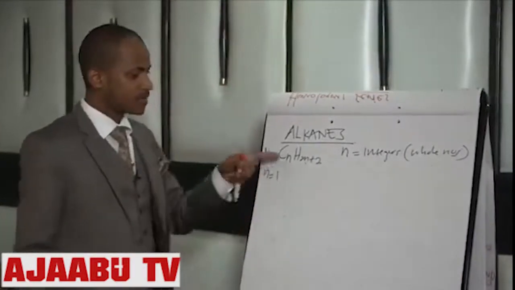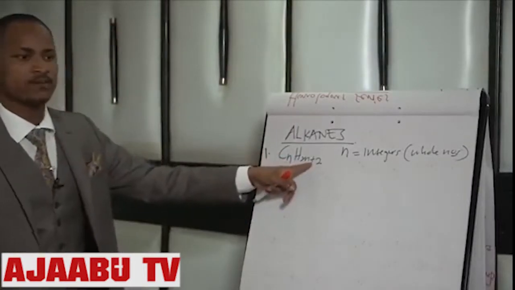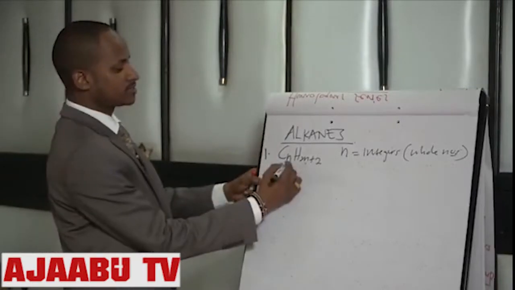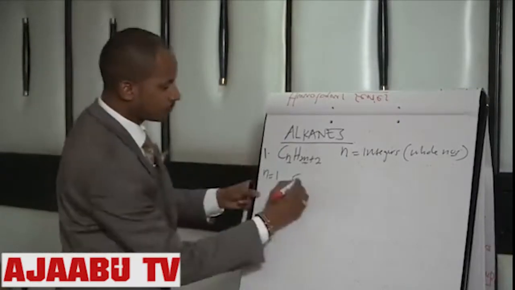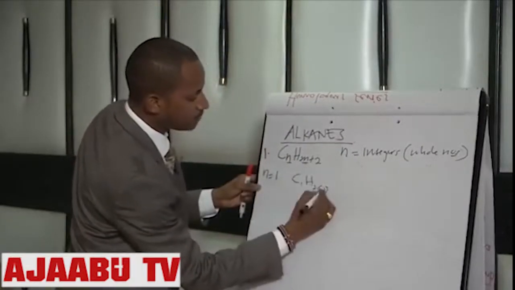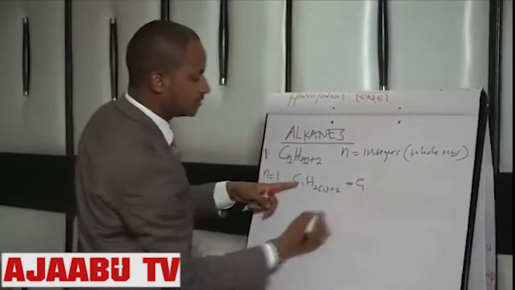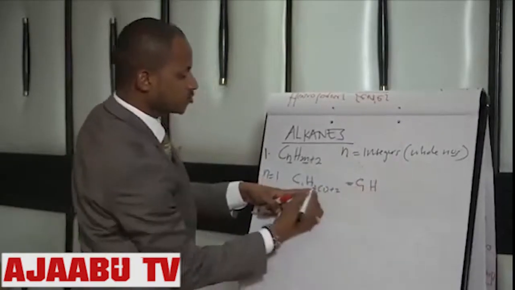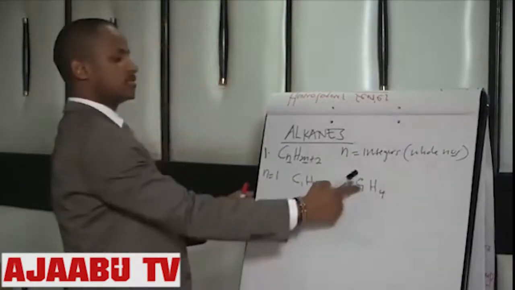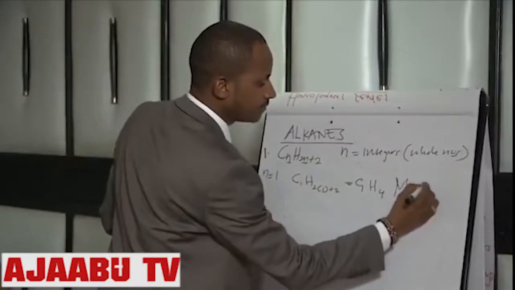When our n is 1, we simply place it in the general formula CnH2n+2. So when n is 1, you replace n with 1, that is C1, then H into 2 times 1 plus 2. This is C1, H 2 times 1 is 2, 2 plus 2 is 4. C1H4 is methane.